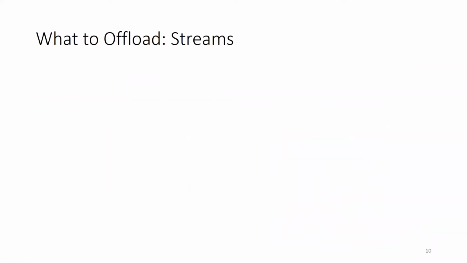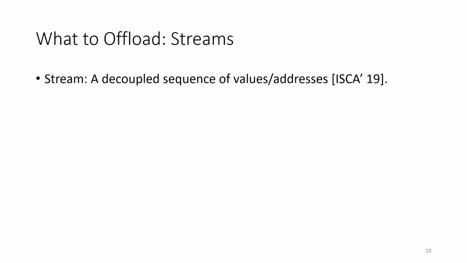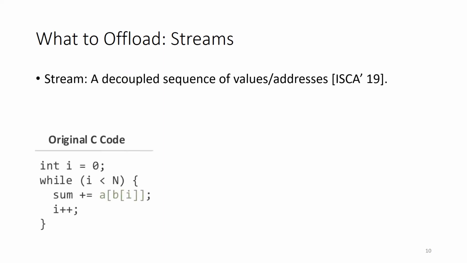The answer to the first question is natural. We want to offload streams. A stream is a decoupled sequence of values or addresses. By decoupled, we mean that the access pattern has no data dependence on the remaining program. Here is an example program that sums over indirect access A of B of I. There are 2 memory streams, the direct access to array B and the indirect access to array A.